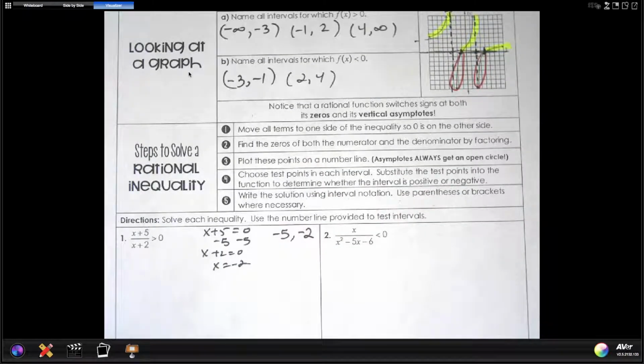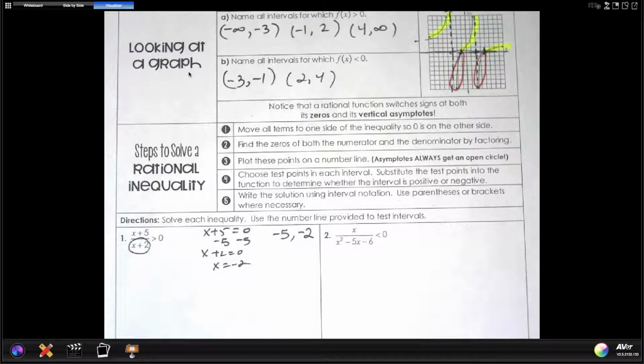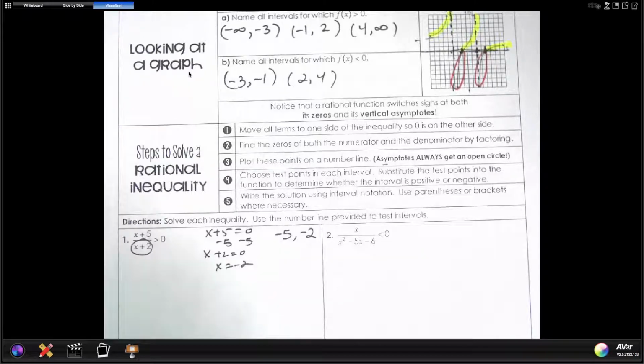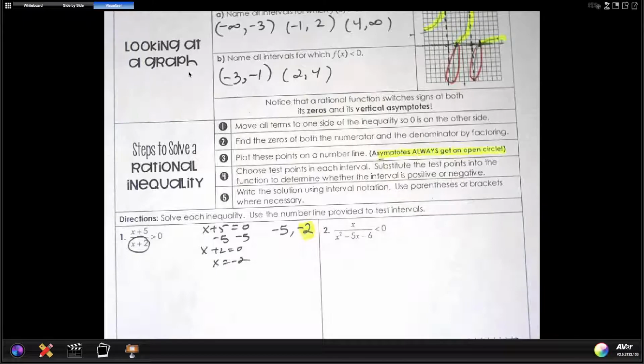Now, what you need to understand is on a rational function, this denominator, when we graphed it, was always your vertical asymptote. This was your x-intercept. This was your vertical asymptote. Remember, your vertical asymptote, x cannot equal that number. So this inequality happens to be greater than, which means it'll be open circle, but if it was equal to, your bottom number will always, always be an open circle. So asymptotes always get an open circle. So your denominator always gets the open circle.